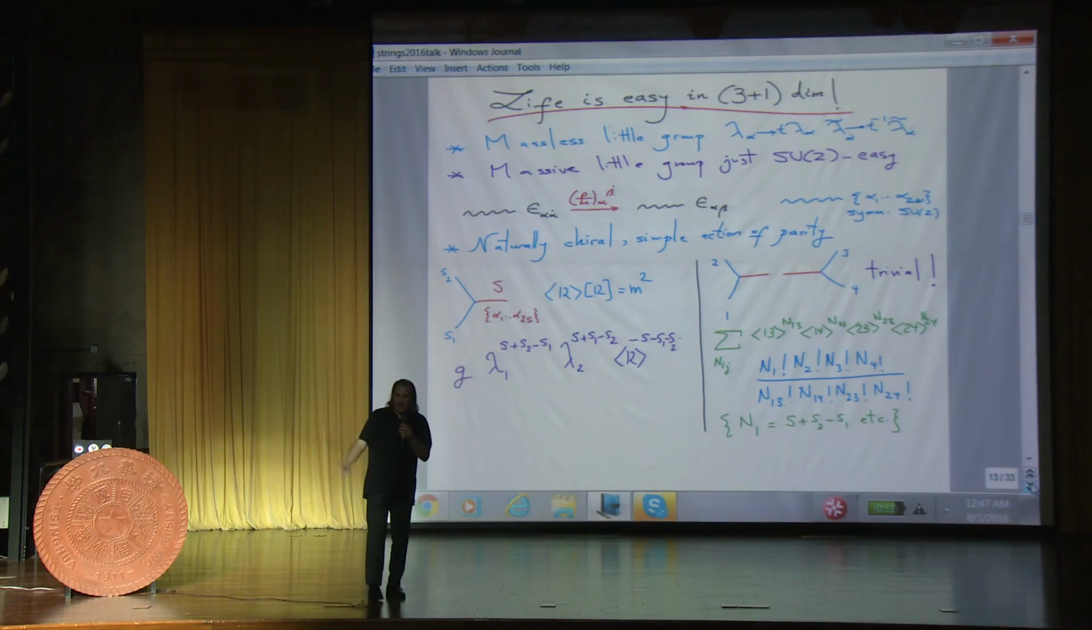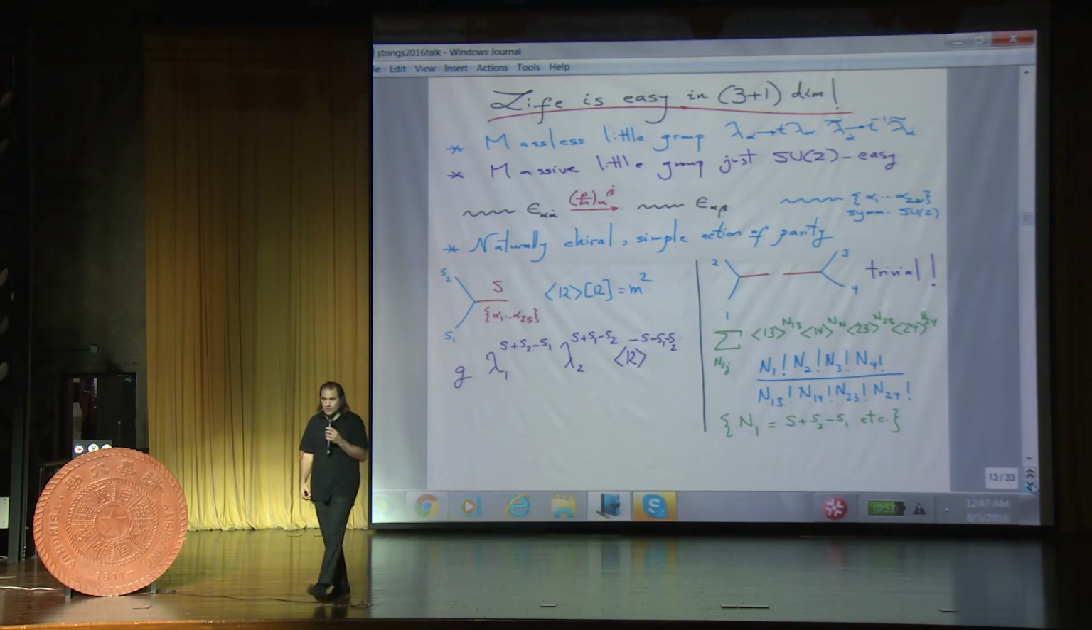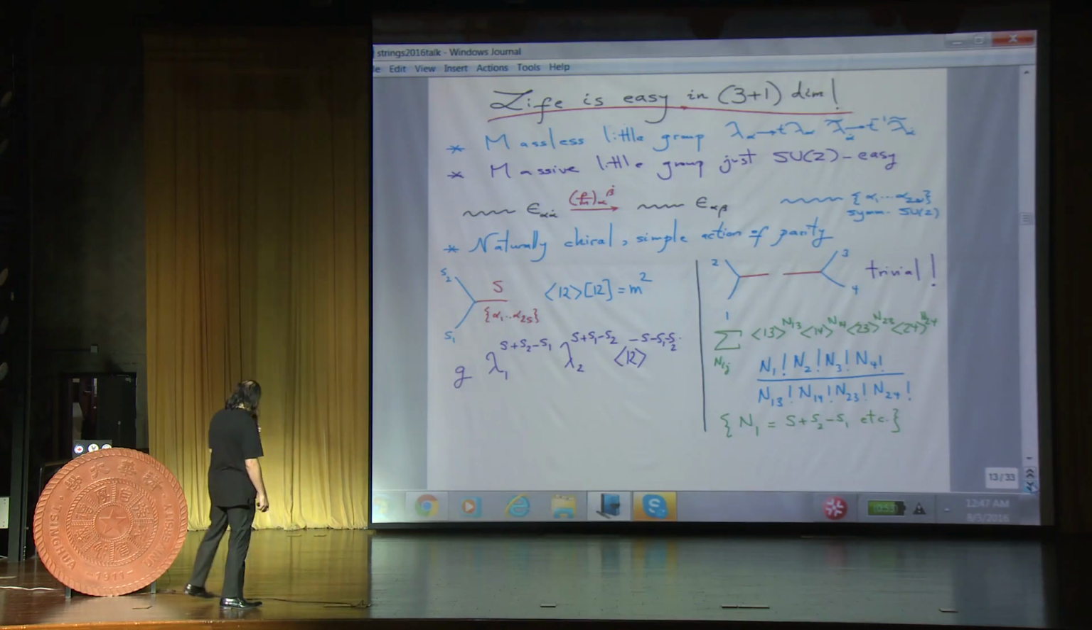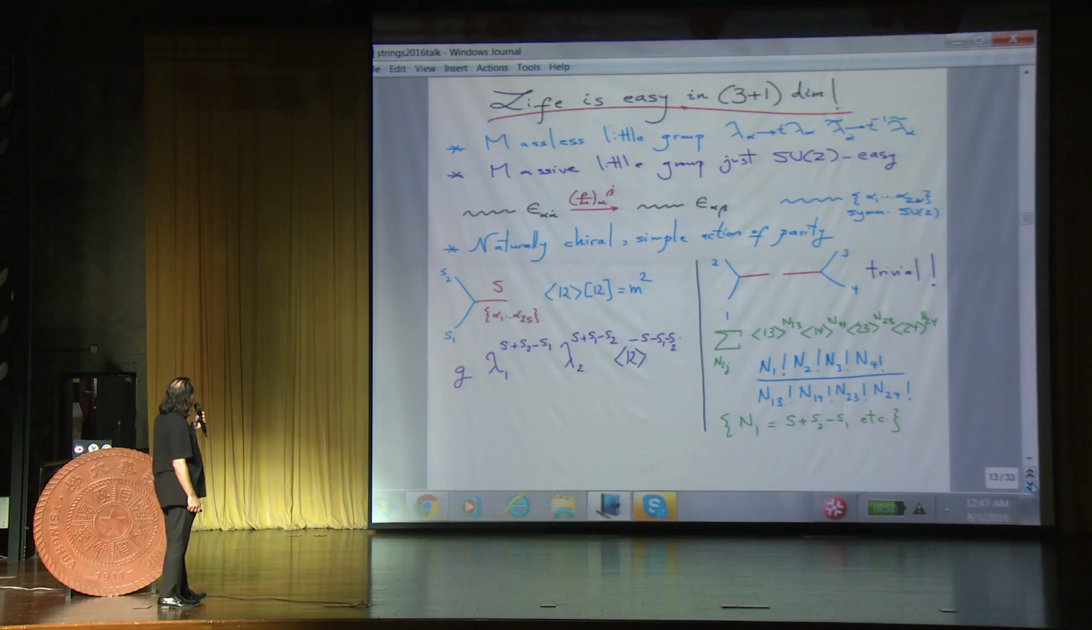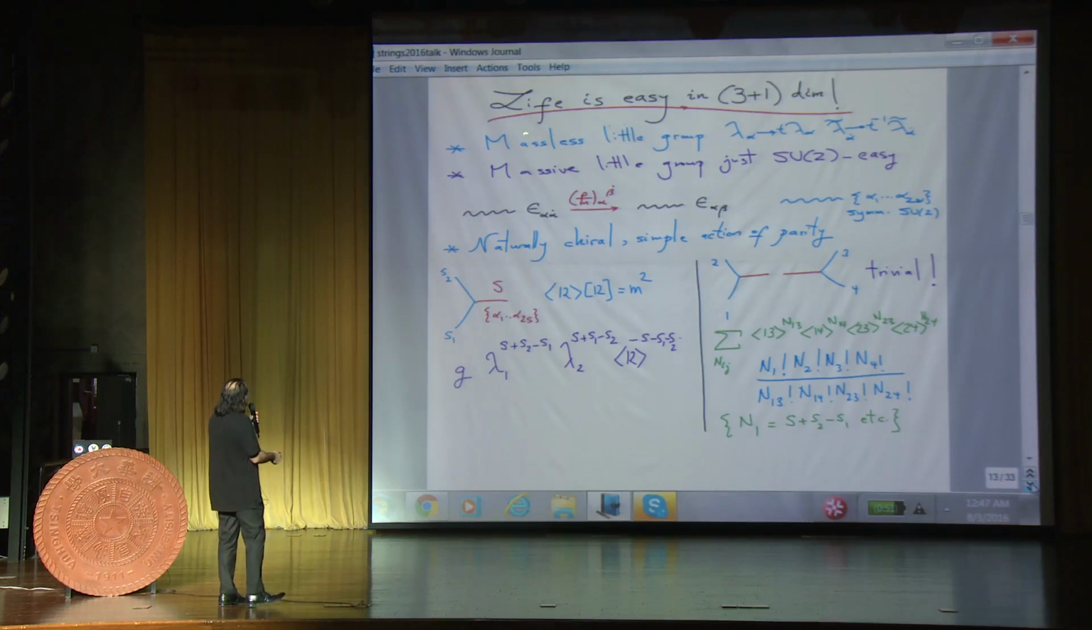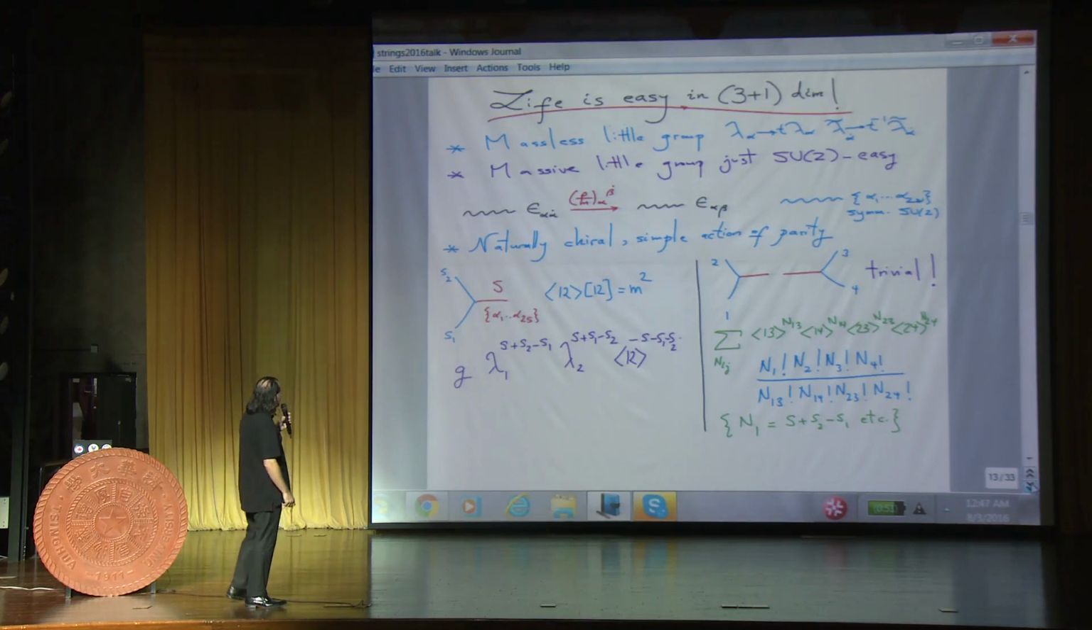Okay, so that's a story for external scalars, but for general particles on the outside, it looks a little bit more complicated. There's lots of different possible tensor structures, and doing the polarization sums when you're exchanging all these particles is also just more technically demanding. Now, fortunately, life is very easy in 3+1 dimensions.